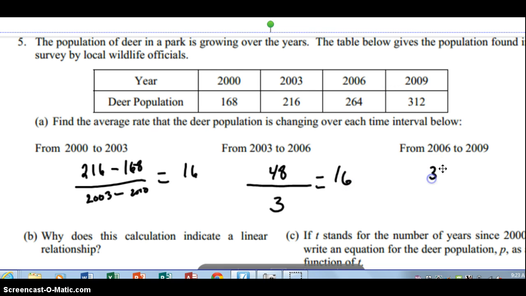2006, 2009, 312 minus 264 divided by 3. 312 minus 264 is 48. 48 divided by 3, it's going to be 16.